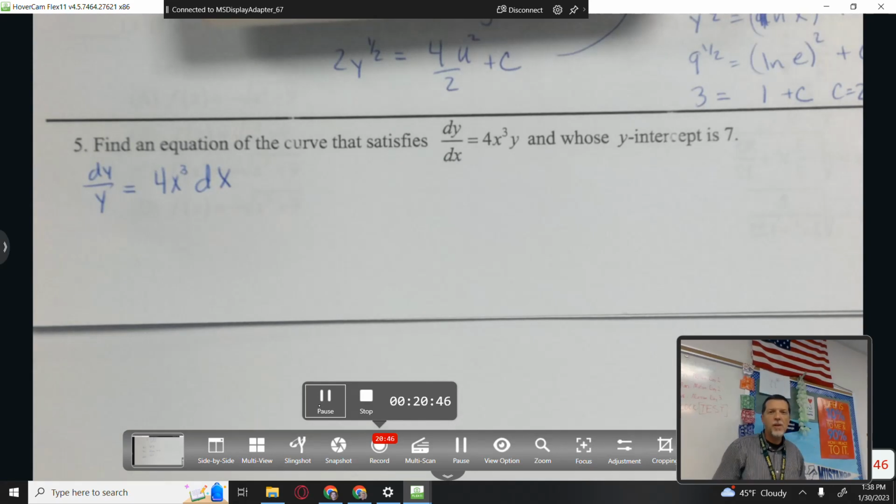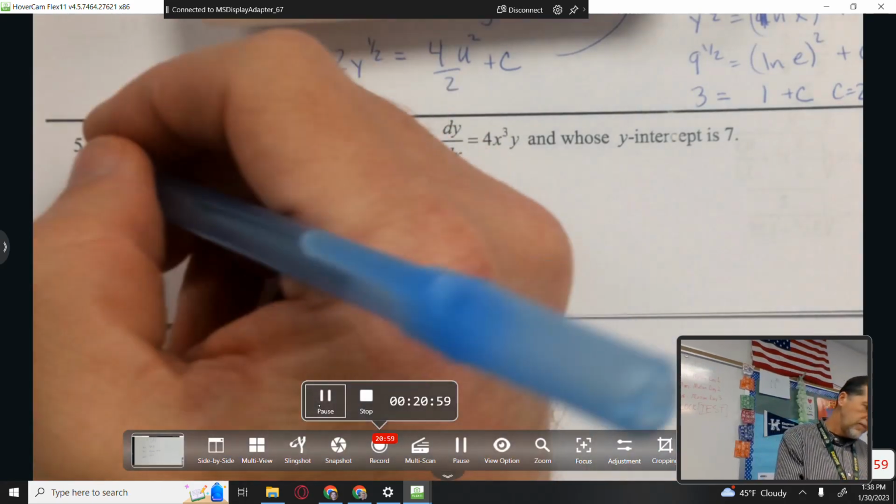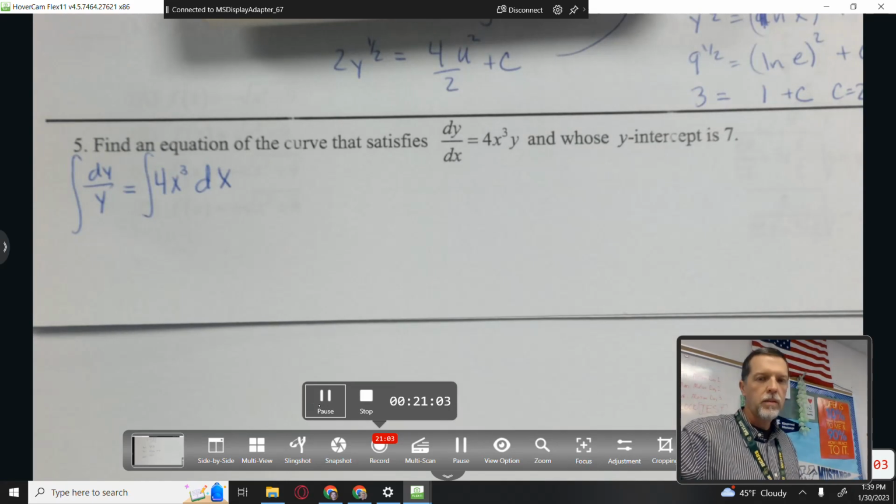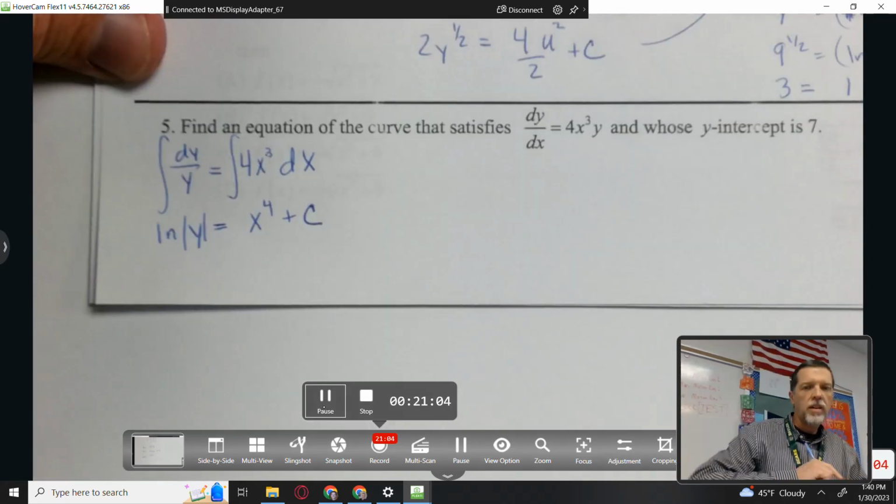Okay, there's the separate step. Move the y over by dividing, move the dx over by multiplying. Now you've got your y stuff on one side, your x stuff on the other side. Now it's time to integrate. Integrate both sides. Natural log of y equals x to the 4th plus c.